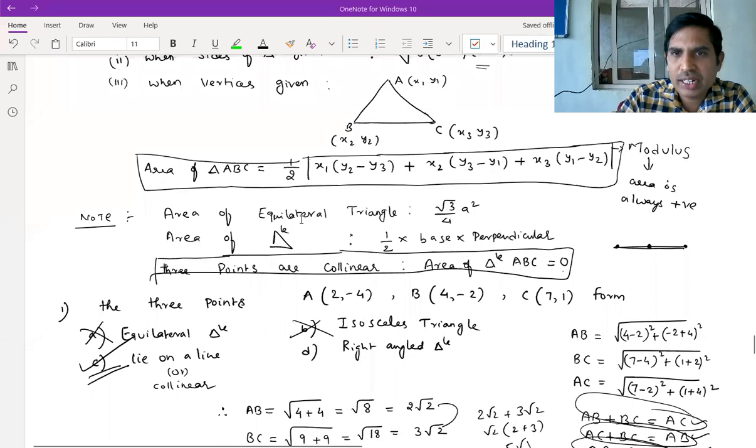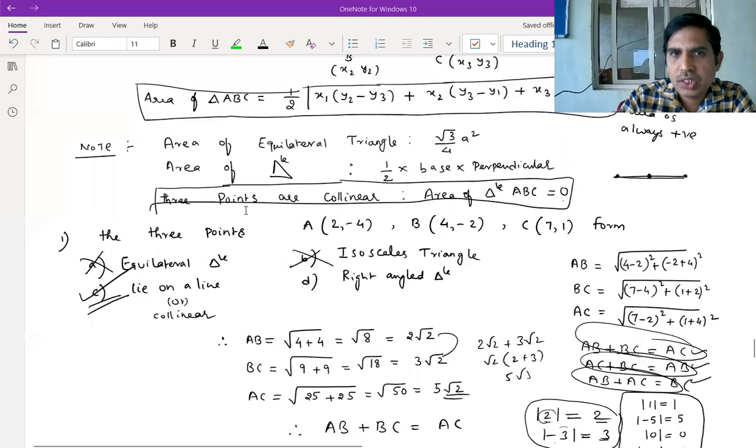Area of equilateral triangle. The equilateral triangle area formula is root 3 by 4 a square. And when a right angle triangle is given, its area is nothing but half into base into perpendicular. Next, you remember collinear points, for which we verified using the distance formula. Now using area of triangle, 3 points are collinear if area of triangle ABC is equal to 0.